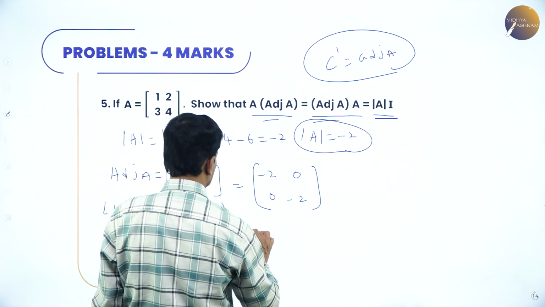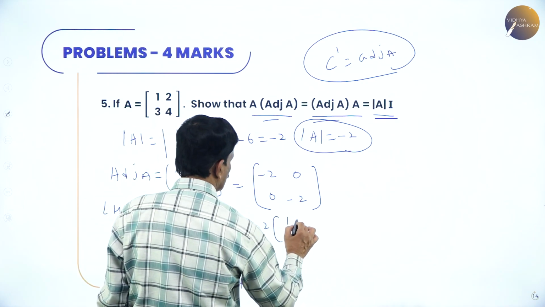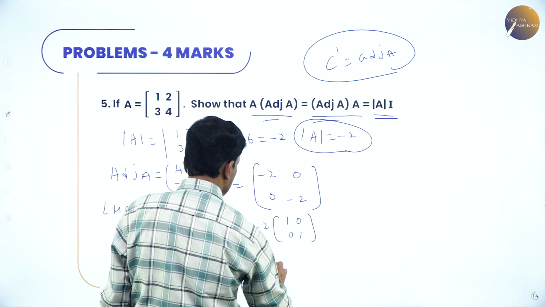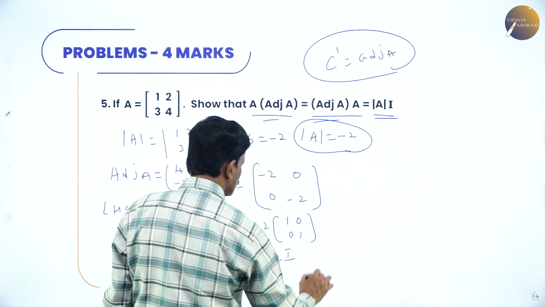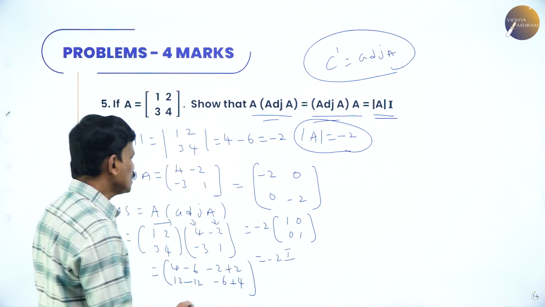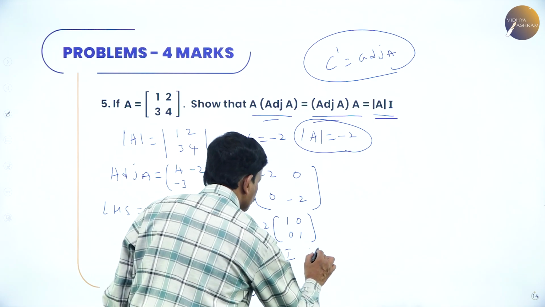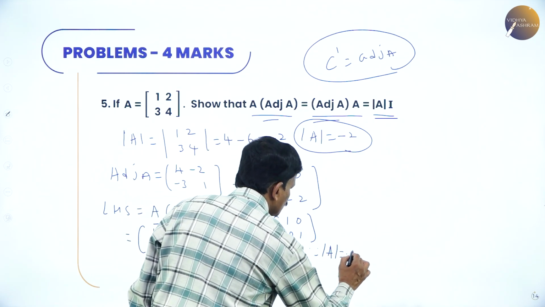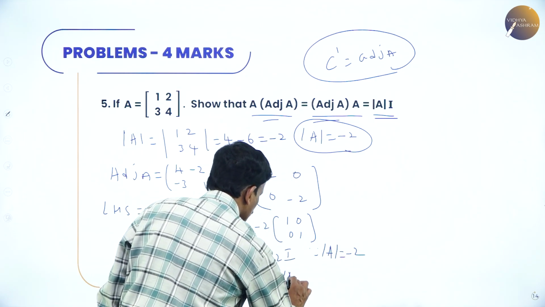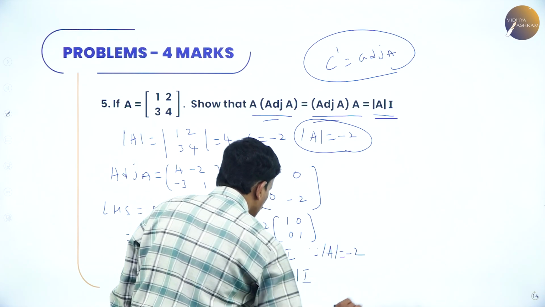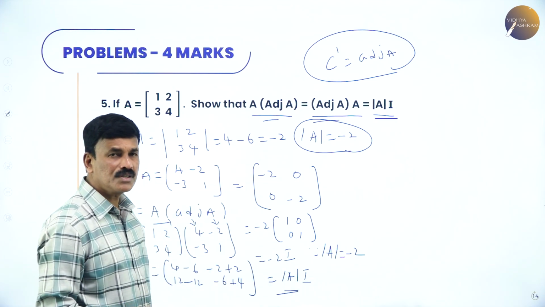This can also be written as minus 2 times [1, 0; 0, 1]. What is this equal to? Minus 2 into [1, 0; 0, 1], which is I. What is this minus 2? Since determinant of A is equal to minus 2, therefore this can be written as determinant of A into I. First part is finished. Now, move on to the second part.